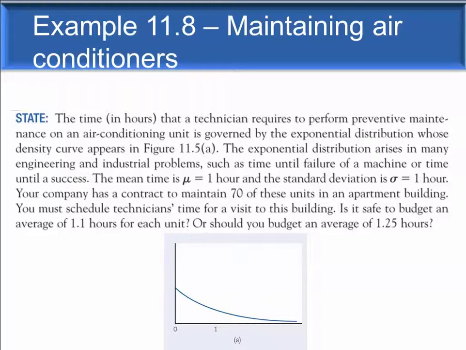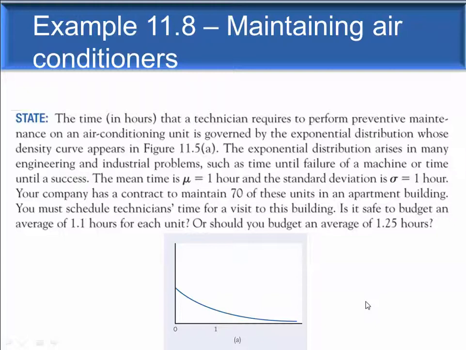They're saying the time in hours that a technician requires to perform preventative maintenance on an air conditioning unit is governed by the exponential distribution whose density curve appears in figure 11.5a below. This figure is the actual population distribution of the time it takes to perform preventative maintenance, in hours. You can see that most preventative maintenance takes very little time. There are a few cases, and fewer and fewer as we get into more and more time.